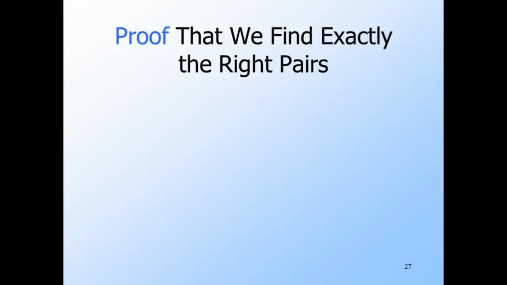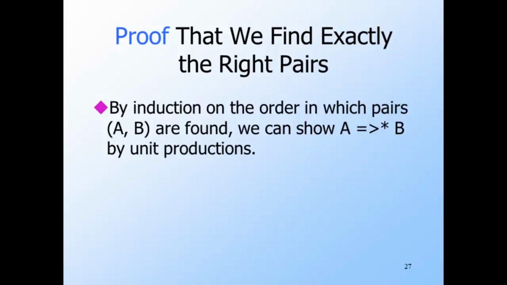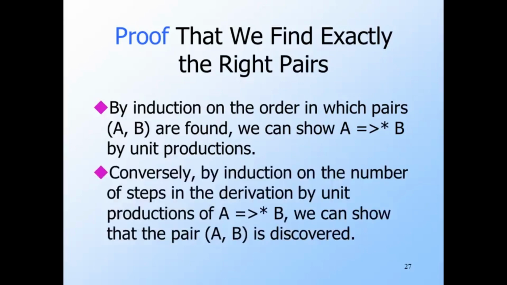There are 2 proofs that we need, but we're not going to do them here. First, an induction on the number of rounds of the discovery process lets us show that the pairs we find are valid. That is, they really are pairs AB such that A derives B by unit productions. And conversely, we can show by an induction on the number of steps of a derivation from A to B, using unit productions, that we will in fact discover the pair AB.